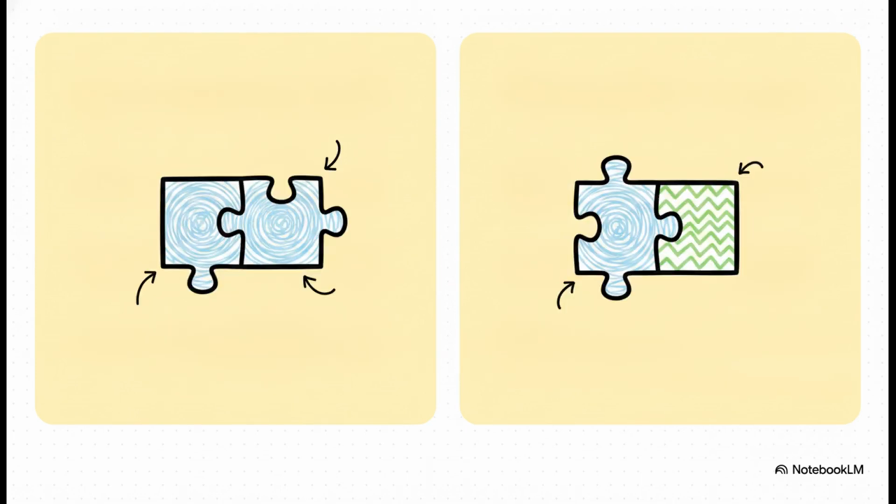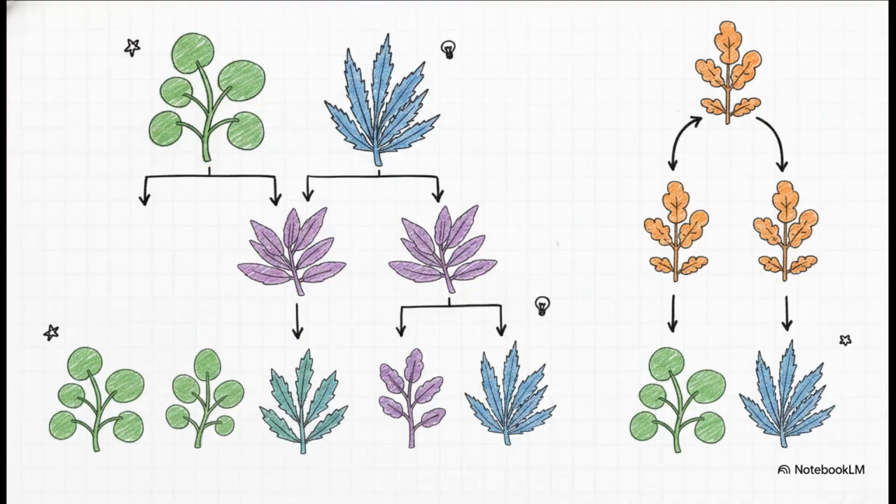And this brilliantly illustrates our next two terms. If an individual possesses two identical alleles for a gene, like two capital T's or two small t's, they are homozygous, which is also known as pure. But if they possess two different alleles, like a capital T and a small t, they are heterozygous, which is known as a hybrid. Let's see how this all builds into tracing a family tree during a genetic experiment.